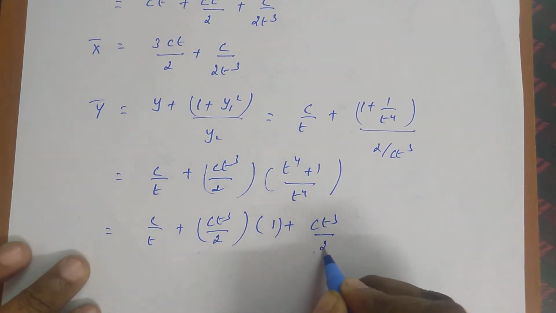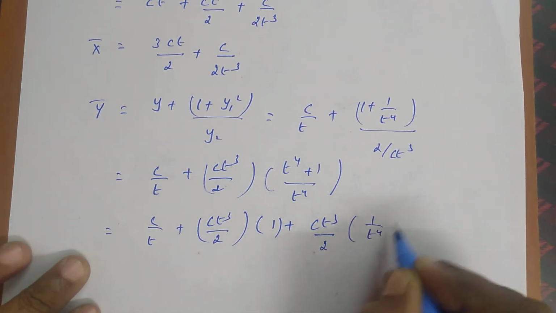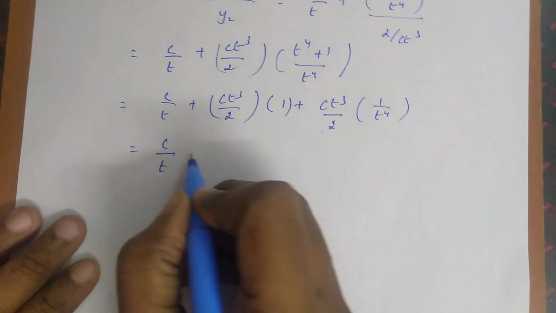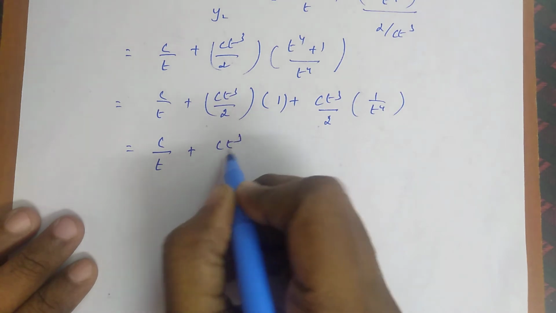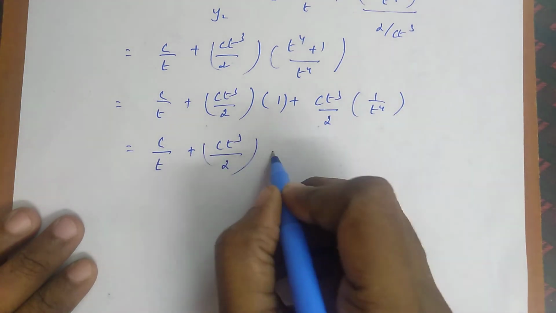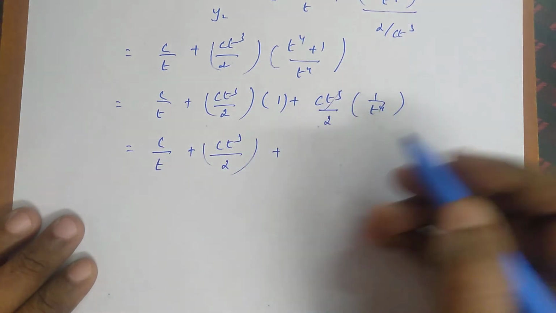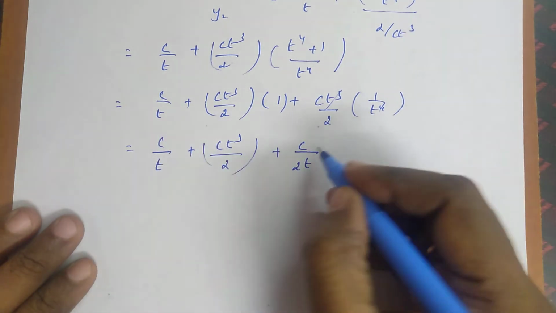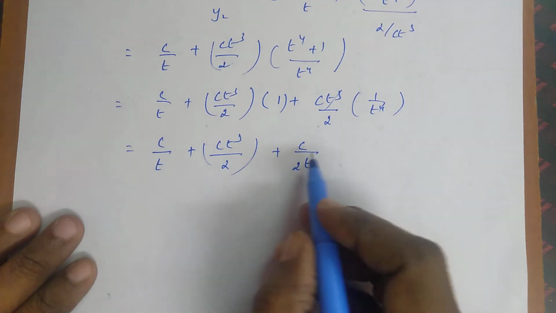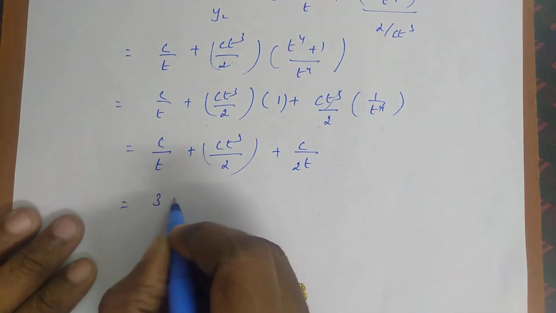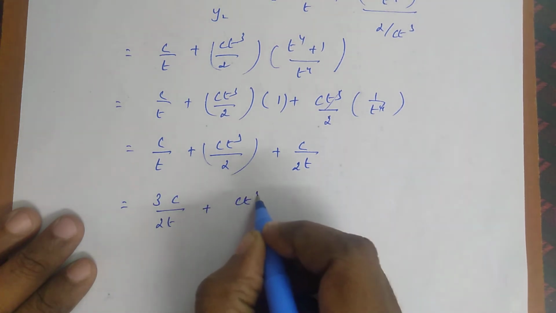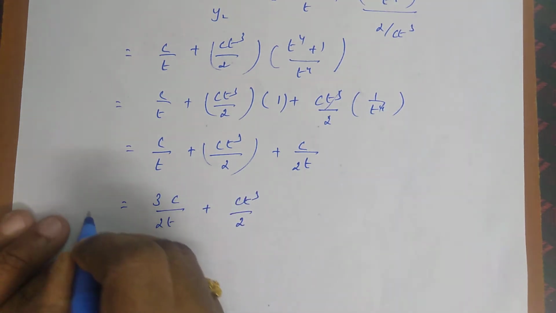ct cube by 2 into 1 by t power 4. So c by t plus ct cube by 2 plus, here you can cancel the t power 3, so we get c by 2t. Here also c by t and here also c by 2t. This is 1 and 1 by 2, so we get 3c by 2t plus ct cube by 2. So this is our y bar.